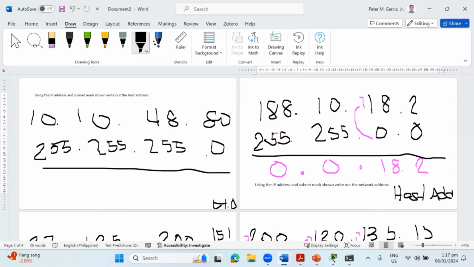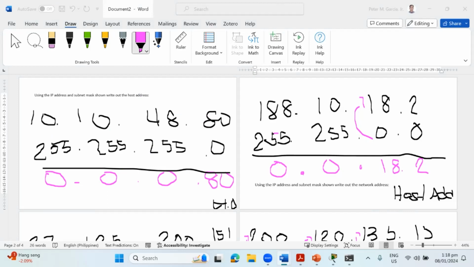Diba? Kapag network address, kapag 255, copy the value above. Kapag 0, 0. Pag network address. So pag host, simply opposite lamang. Kapag 255 sa host address, so 0. That's 0. 255, that is 0. Then 80 and 0, it becomes 80. So 0, 0, 0, 80. So, ganun lang po kadali ang part 1 ng exam natin.